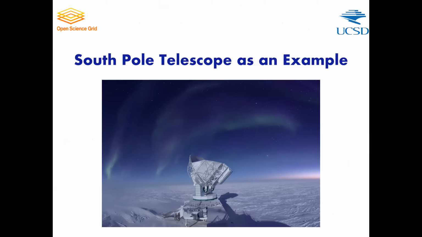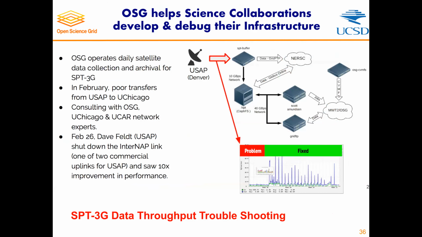Another example, South Pole Telescope. South Pole Telescope is significantly smaller in terms of scale than XENON 1 ton at this point. It's located at the South Pole, so they have to first get their data out of the South Pole. And let me just give you one small example of what we recently did for them. There is a daily satellite data connection and that is archived in Chicago, ultimately.